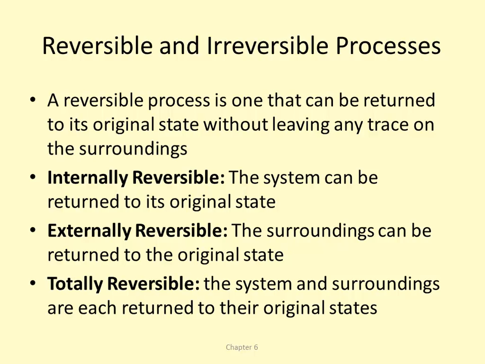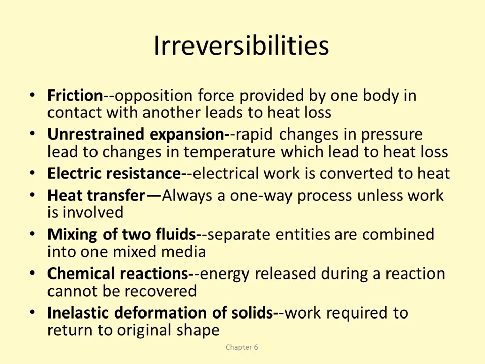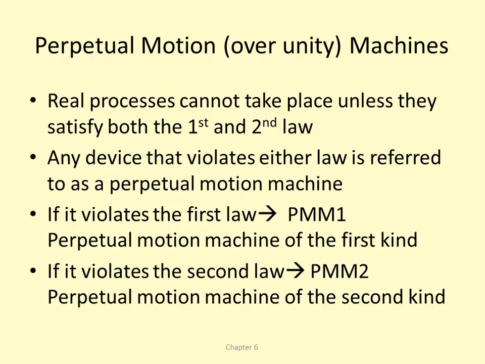Reversible processes can be returned to the original state. Some definitions: internally reversible means that the system can be returned. Externally reversible means the surroundings can be returned. And then totally reversible means they can both be returned. So in real life, we have systems that are internally reversible or externally reversible, but we do not have systems that are totally reversible. And then just some examples of irreversibilities: friction, expansion, resistance heaters, and many of those things. So we've kind of talked about those a lot.